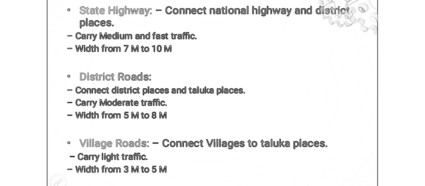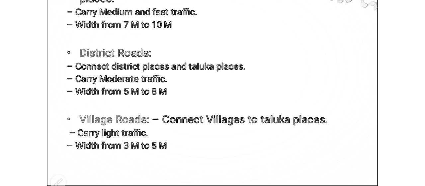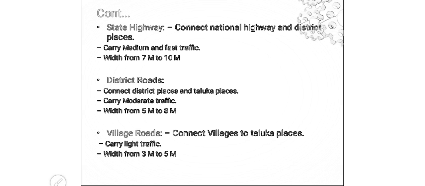District roads connect district places and taluka places, carry moderate traffic, width varying from 5 meter to 8 meter, speed is reduced to 60 to 80 kilometers per hour. Village roads connect villages to taluka places, carry light traffic, width varying from 3 meter to 5 meter. The speed is up to 40 to 50 kilometers per hour maybe. Necessity, merits and demerits of roads we will see in the next class.